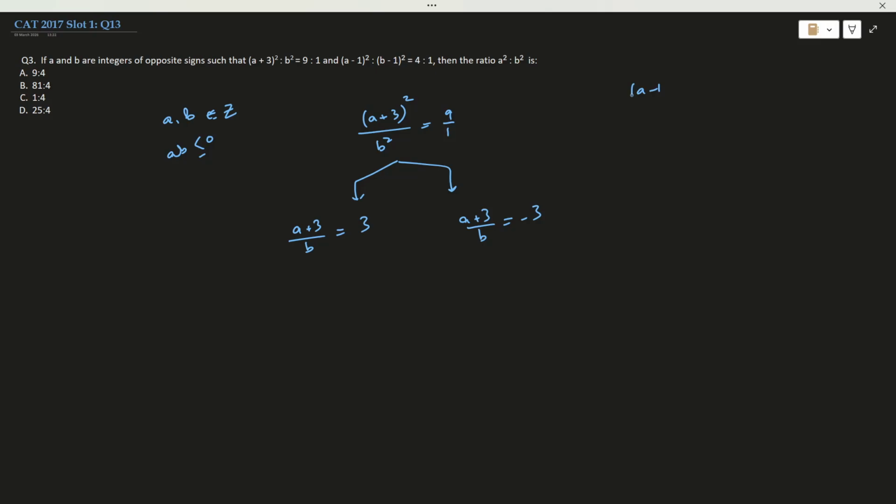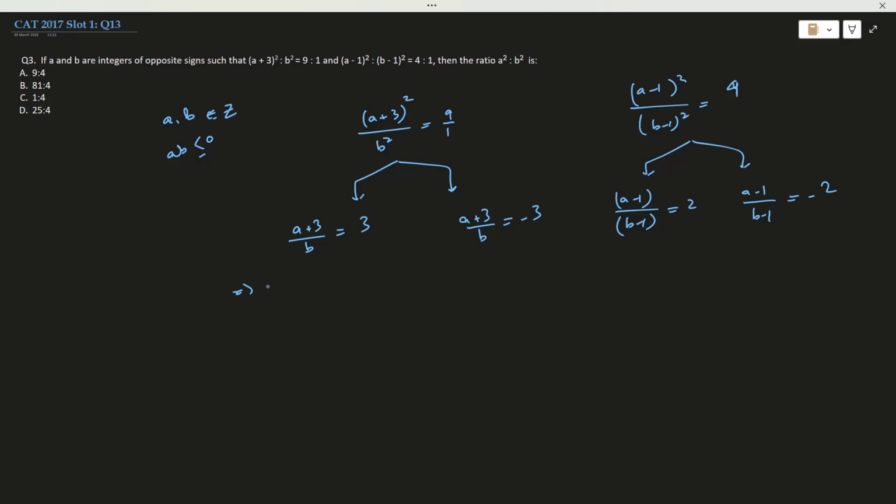(a minus 1) whole square by (b minus 1) whole square is given as 4 is to 1. So I can say 4. Again I will have two cases. (a minus 1) by (b minus 1) is equal to 2, or I can say (a minus 1) by (b minus 1) is equal to minus 2. Two cases, right? So I have to solve each of the equation, and then I'll have to check where a and b are opposite signs and a and b must be integers.